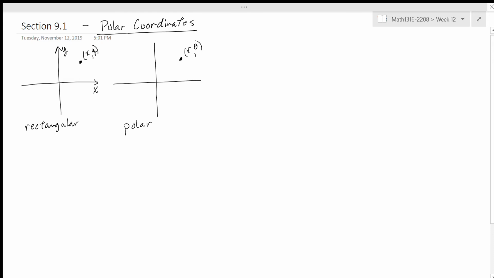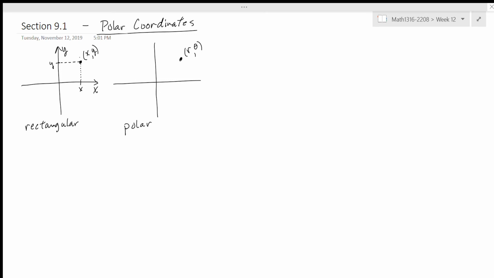Got it? Okay, so how do we plot a point in the rectangular coordinate system? How do I get here? Over and up, right? So I'm going to go over however much X is, and then I'm going to go up however much Y is. And do y'all see why it's called the rectangular coordinate system? If you look at this little grid, it makes a rectangle, right?